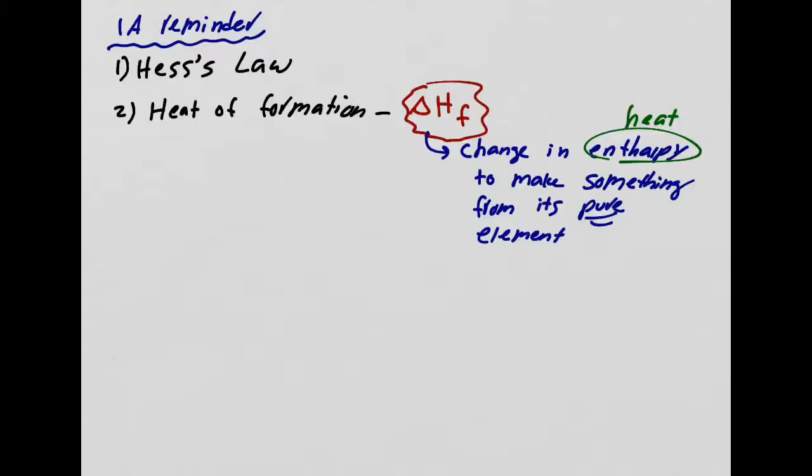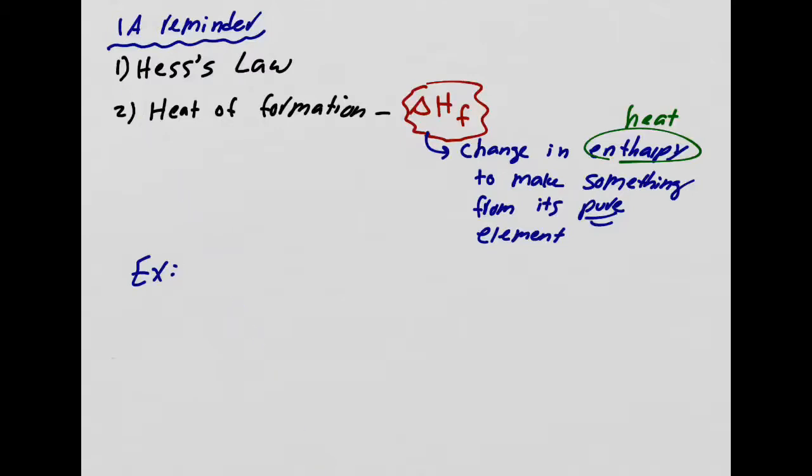So far, so good. So that means, how can I make something from its pure element? Okay, so let's do an example. Let's say I have calcium carbonate, right? How would I make calcium carbonate?